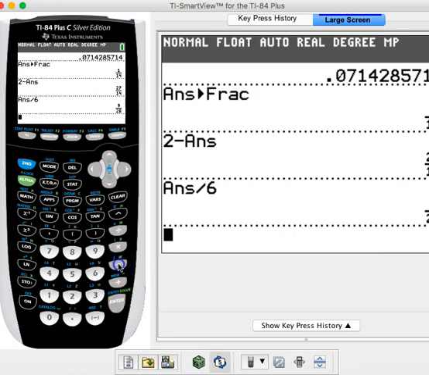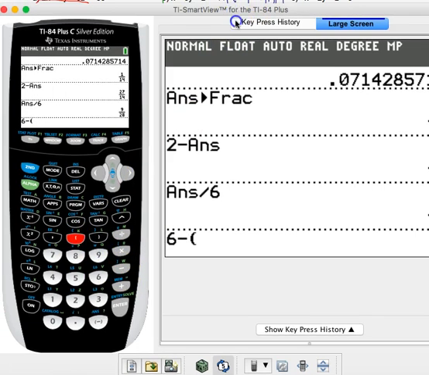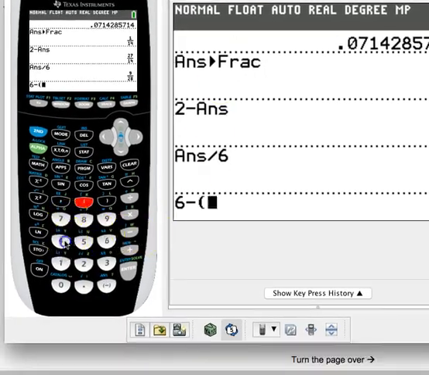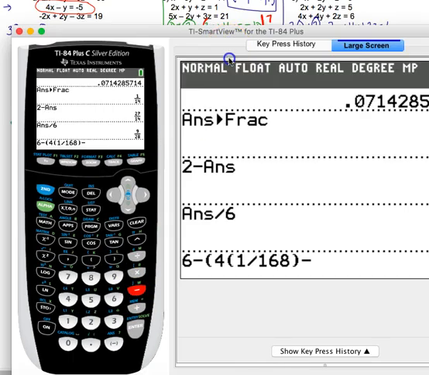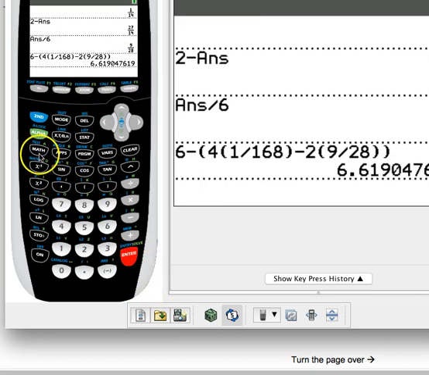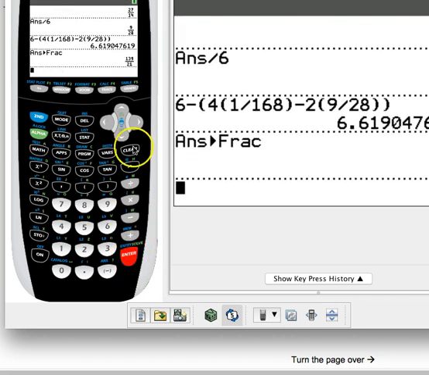So 6, oops, not answer, 6 minus, and then I've got 4 times 1 over 168, and then minus 2 times 9 over 28, and then close the outside parenthesis, change it to a fraction, and I get 139 over 21.